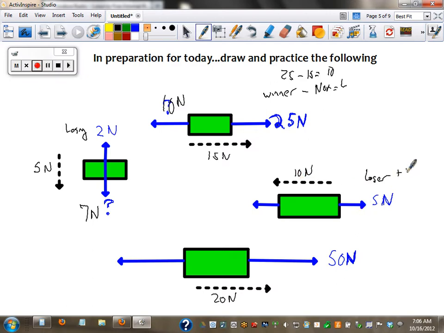Loser plus F net equals. What's 10 stronger than 5? 15 newtons. 5 plus 10.